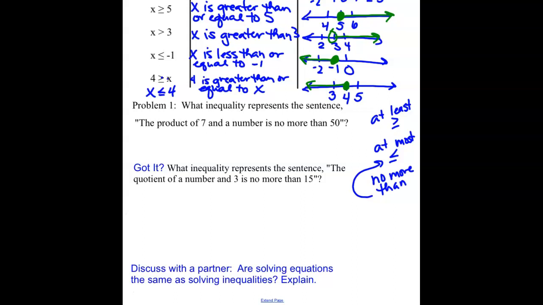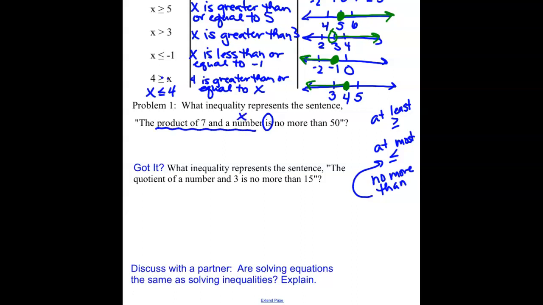All right, so our first example here, what inequality represents the sentence? The product of 7 and a number is no more than 50. The word is here, I want you to think as kind of splitting your statement into the two sides of your inequality. On the one side, it says the product of 7 and a number.